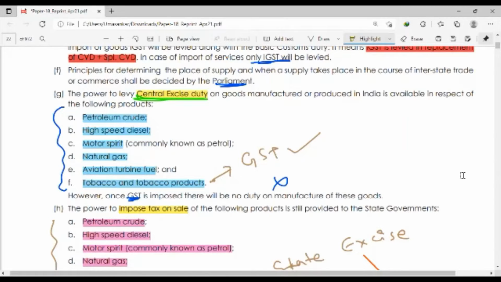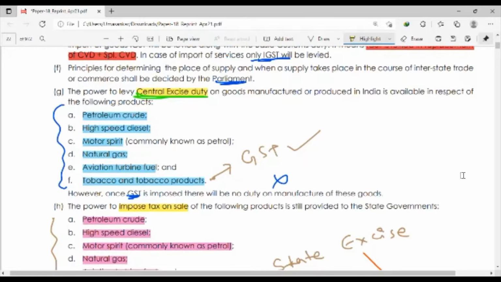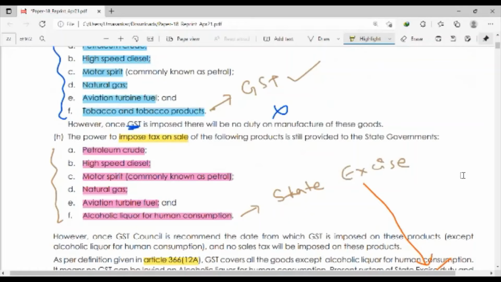But on tobacco and tobacco products, GST is levied along with central excise duty. But on the above 5 products, VAT and GST will be levied, no GST is there. So once GST is imposed, there will be no duty on manufacture of these goods. Once GST comes on these above 5 products, then there is no sales tax or VAT. That is what I have written.